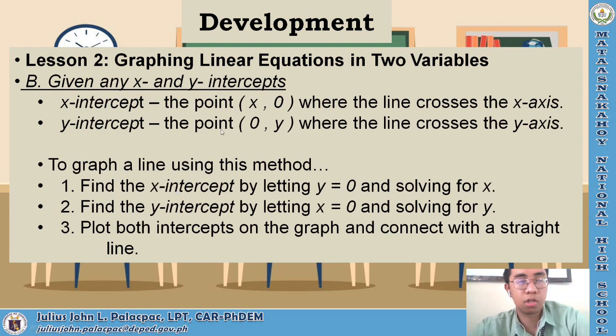Okay, graphing linear equations in two variables using x and y intercepts. So the x-intercept is the point x, 0, where the line crosses the x-axis. The y-intercept is the point 0, y, where the line crosses the y-axis. To graph a line using this method, number 1, we find first the x-intercept by letting y equal to 0 and solving for x. Number 2, find the y-intercept by letting x be 0 and solving for y. Plot both intercepts on the graph and connect with a straight line.